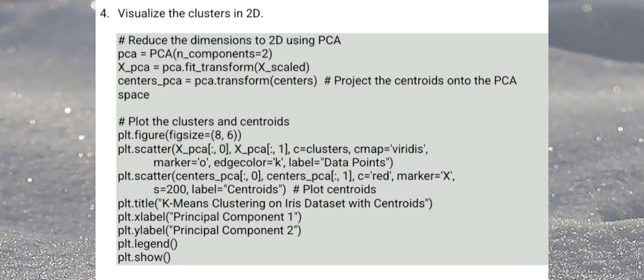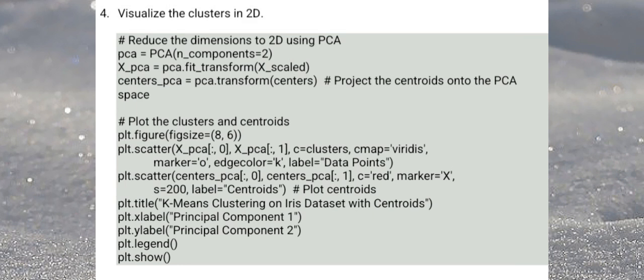centers_pca equals pca.transform. The previously computed cluster centroids are also projected onto the same 2 principal components using the transform method of the already fitted PCA object. Plot the clusters and centroids.